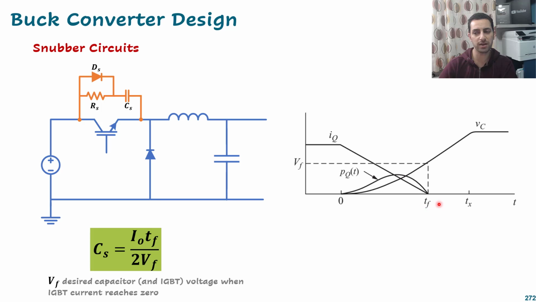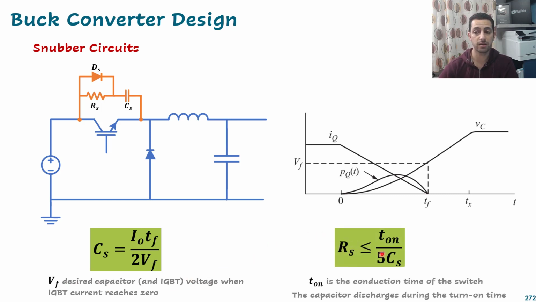So this one and that one is chosen by you. It might be 1 volt or 2 volt, or sometimes the same as VC, sometimes 10%, 20% of the full off voltage. So the VF definition is the desired capacitor or IGBT voltage when the IGBT current reaches 0. And for the resistance we have another equation, which should be less than T on divided by 5 CS.